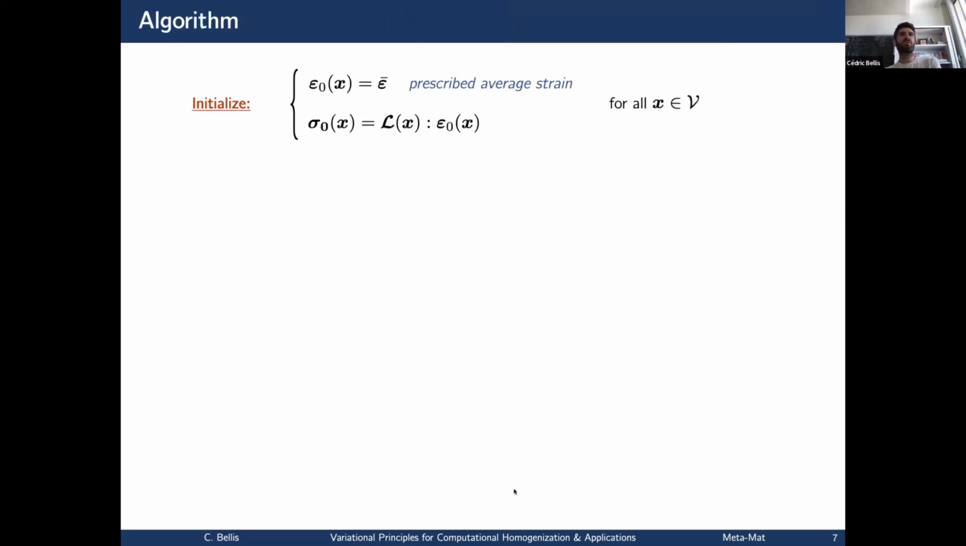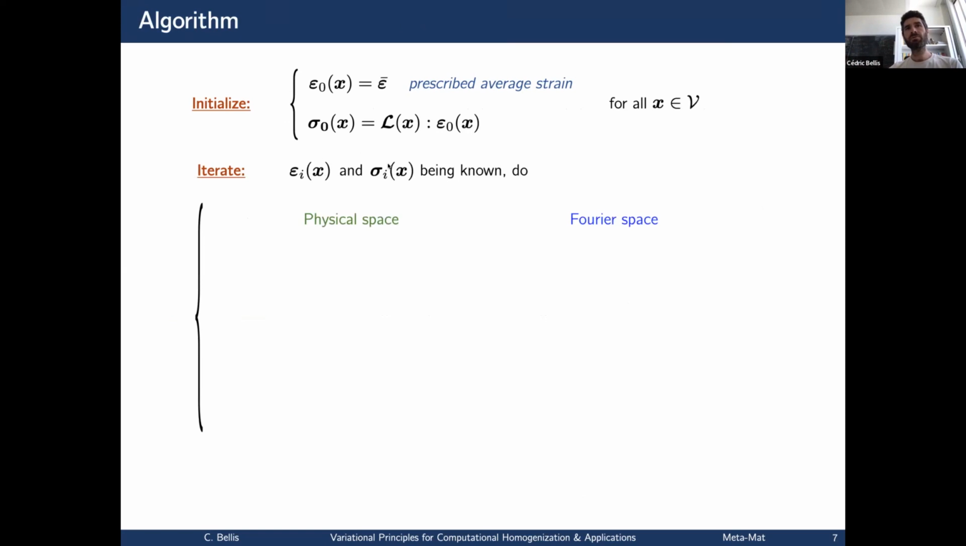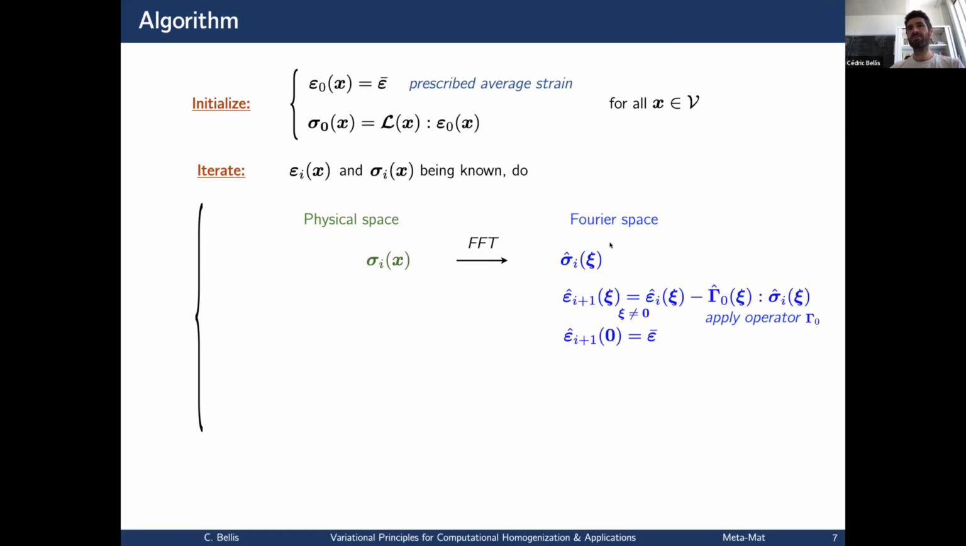Okay, so the algorithm goes like this. We have a step of initialization, and then we will iterate. Knowing strain and stress at a given iteration, we will iterate both in the physical space and in the Fourier space. Knowing the stress at one iteration, we apply the fast Fourier transform to go into the Fourier space. In the Fourier space, we apply the Green's operator frequency by frequency, using a local multiplication at each frequency. We will fix the mean value at the frequency 0.